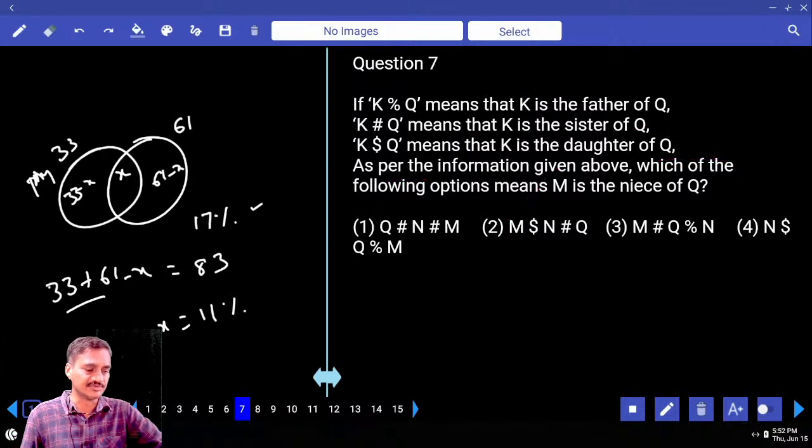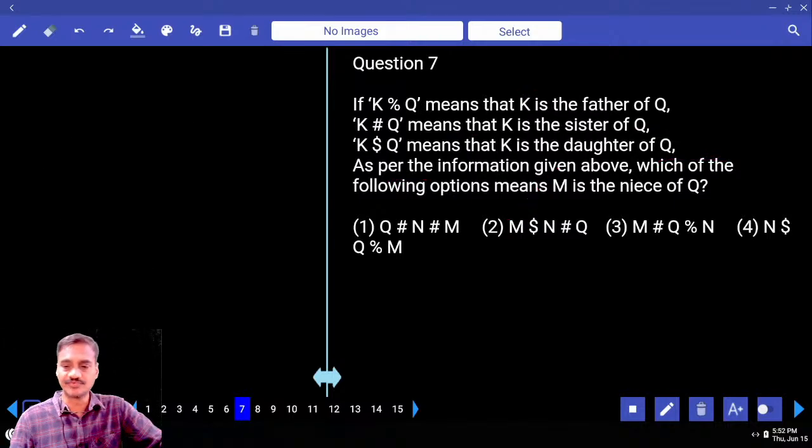Then coming to question number 7. Now in this question number 7, we need to find out M is the niece of Q. M is the niece of Q.